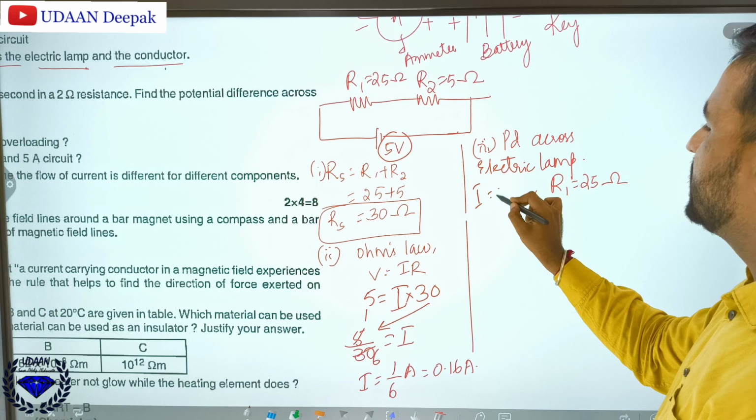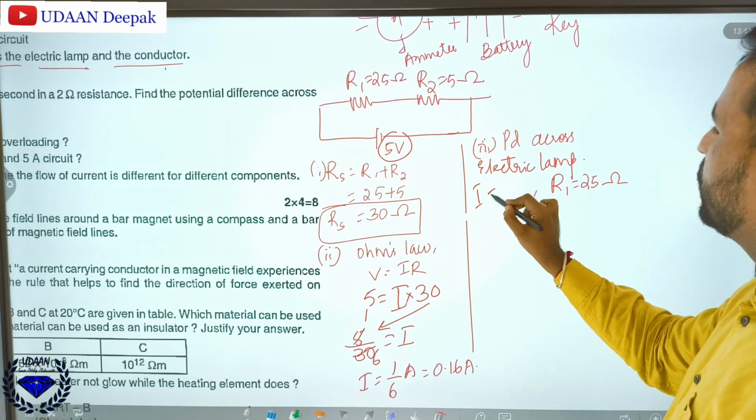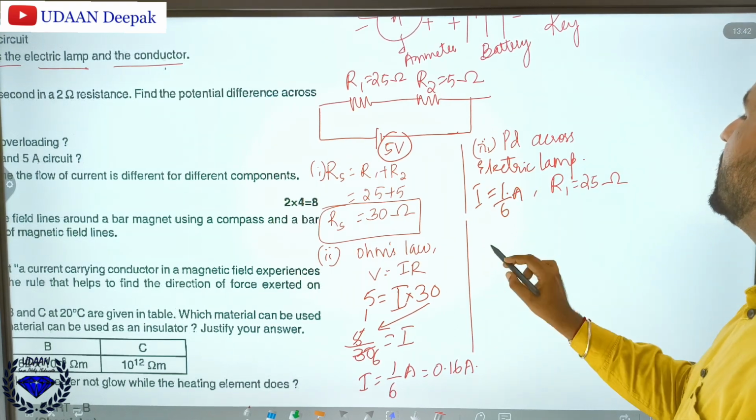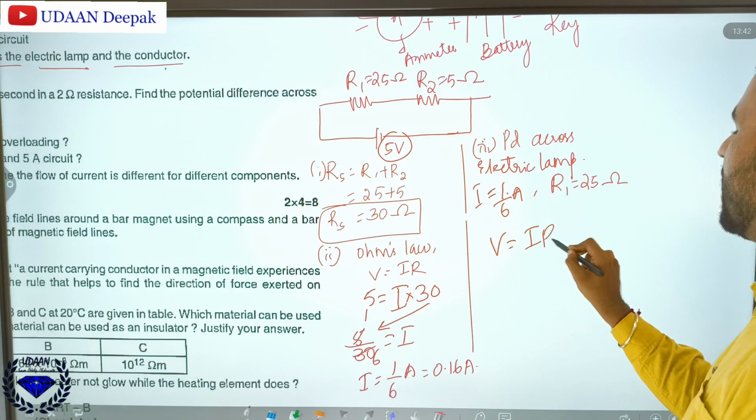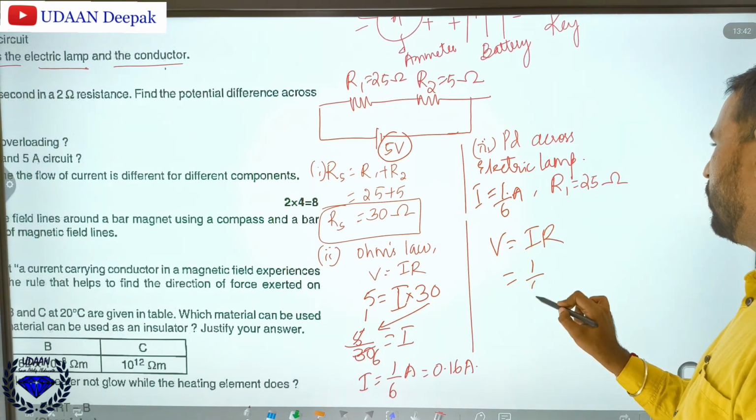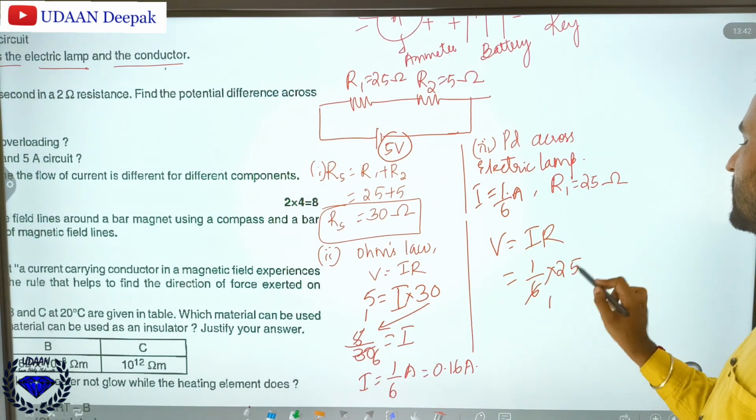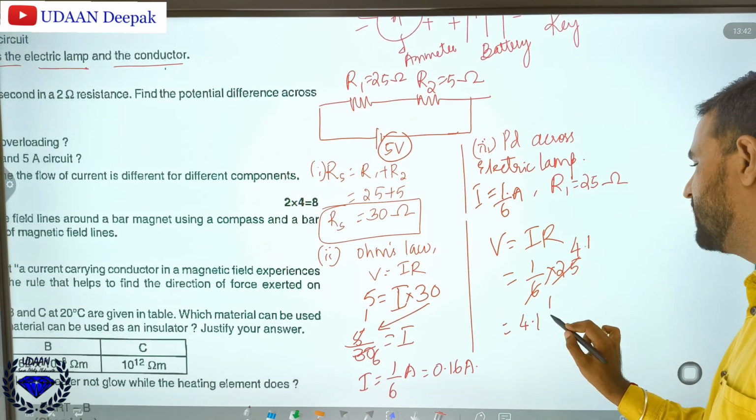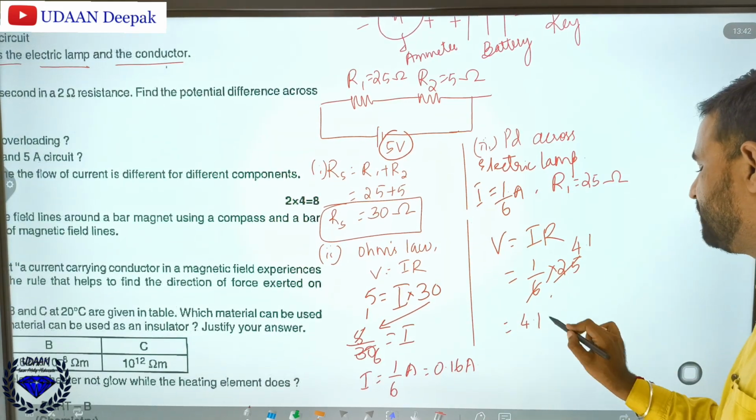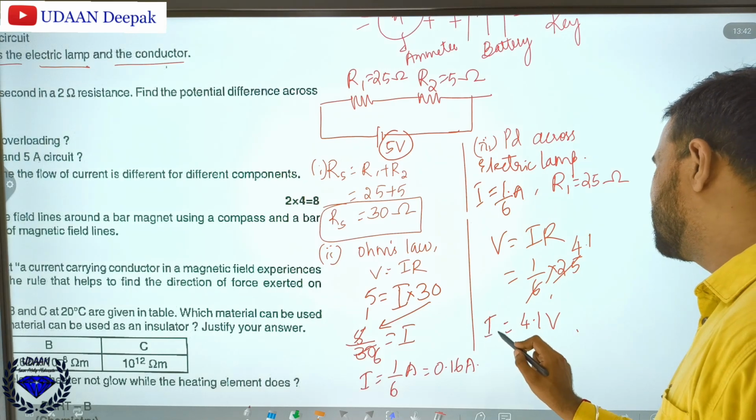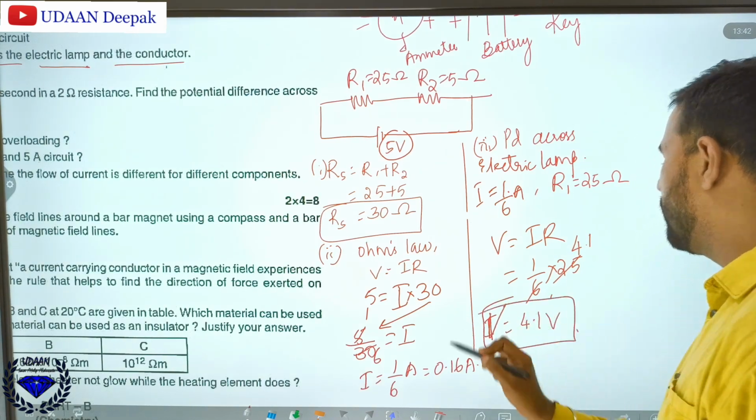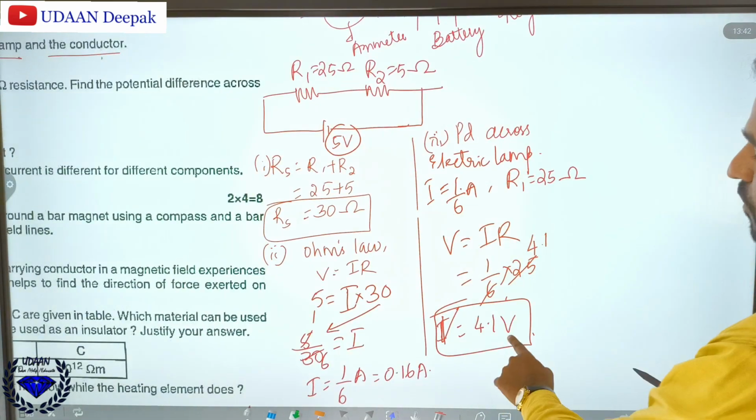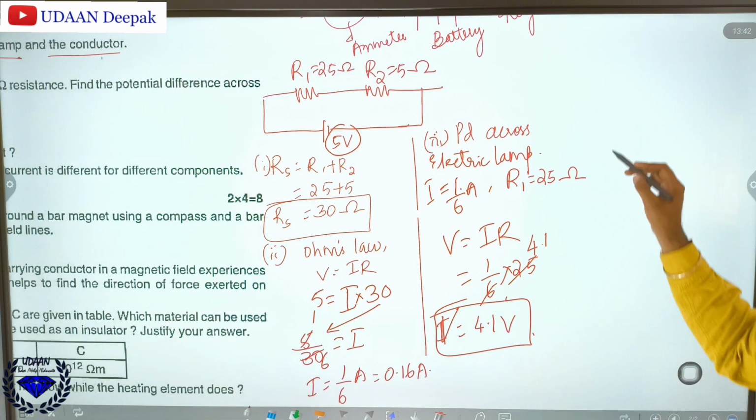In series current remains the same, so I is 1 by 6 only. Now what is the potential difference? V is equal to IR according to Ohm's law. I is equal to 1 by 6, resistance is 25. 6 4s are 24, 1 will remain. One decimal point is sufficient. So voltage is here 4.1 volt. Out of 5, 4.1 volt is across this, the remaining 0.9 will be across the other.